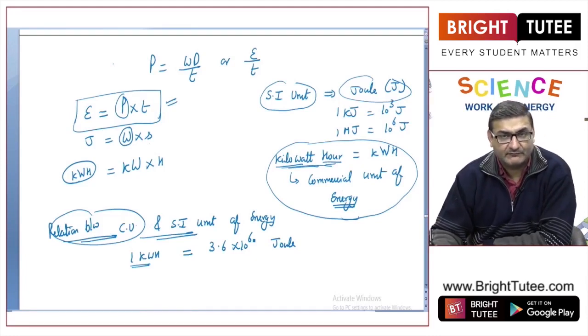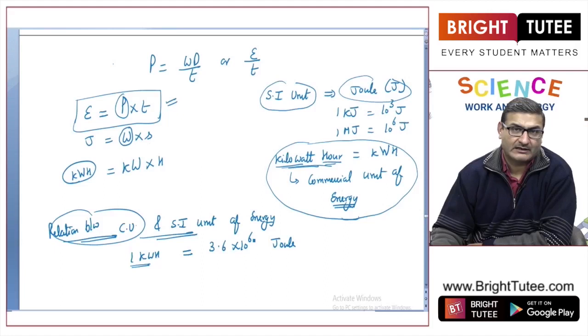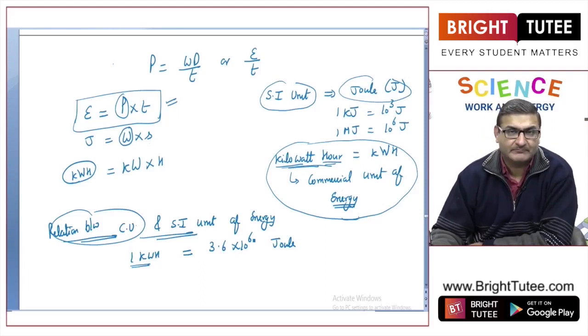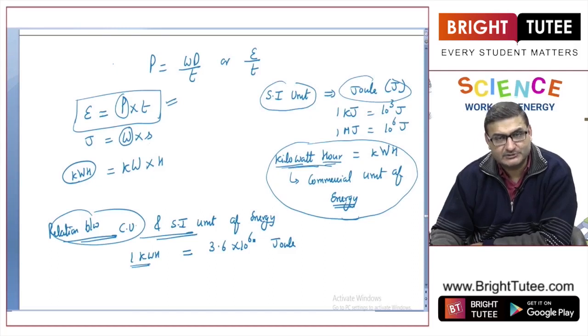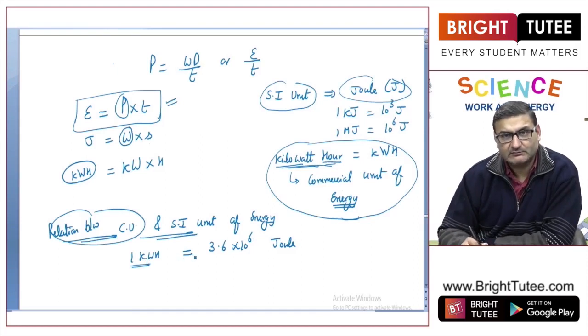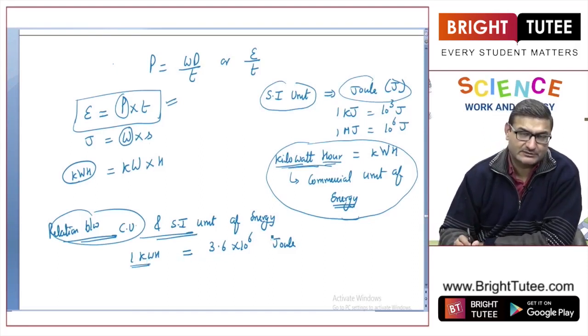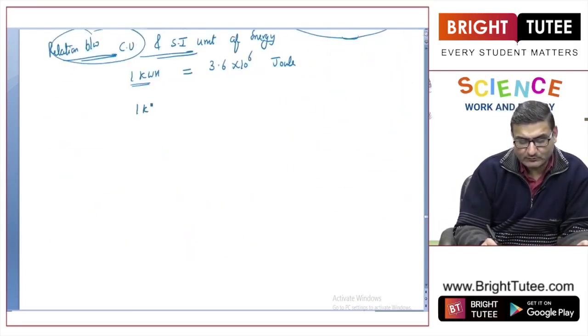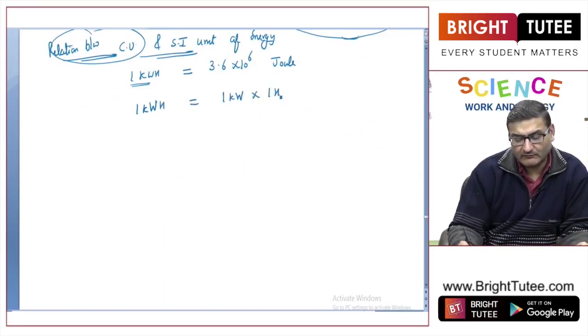There are times when we are asked to derive the relation between the commercial unit and SI unit of energy. When I am asked to derive, first of all I need to state that the commercial unit of energy is kilowatt hour and the SI unit of energy is joule. Then I will come to the relation, and the relation is 1 kilowatt hour is equal to 3.6 into 10 to the power 6 joule. Now where did it come from? Let us see. I will start with the left hand side. This is 1 kilowatt hour. It can be written as 1 kilowatt for 1 hour.